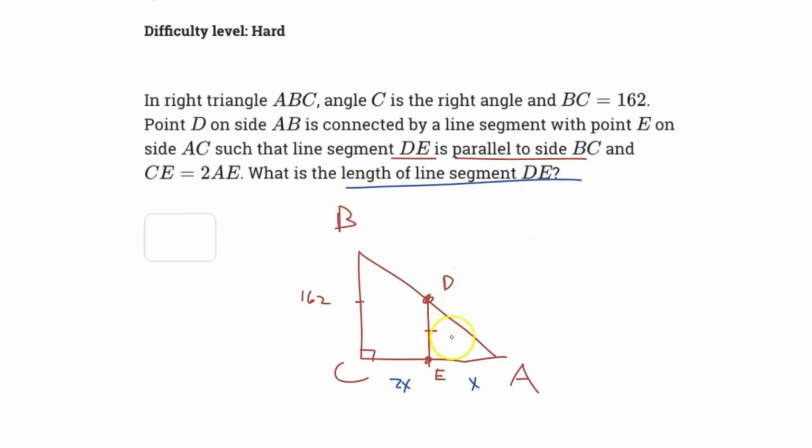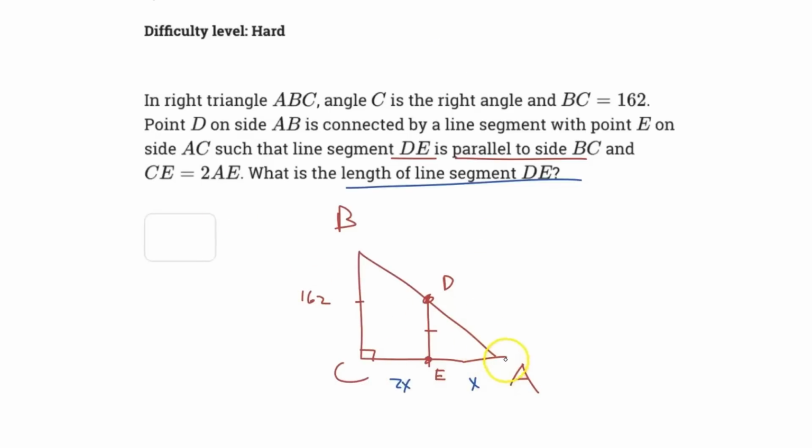So here we've got similar triangles, right? Because triangle AED is inside of triangle ACB. Therefore, we need to find that scale factor. So we've got 2x here and x here. So the two triangles that we're really comparing are the following.